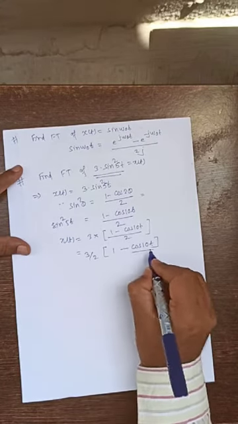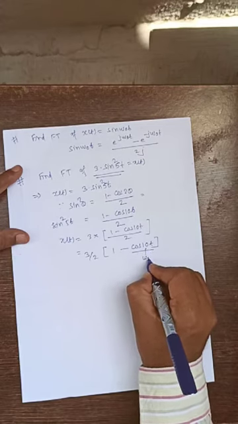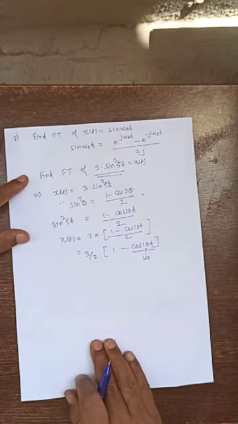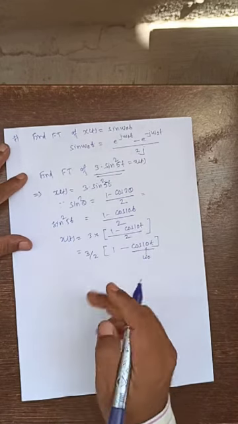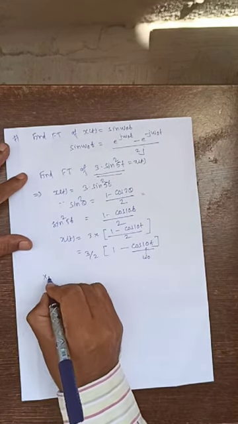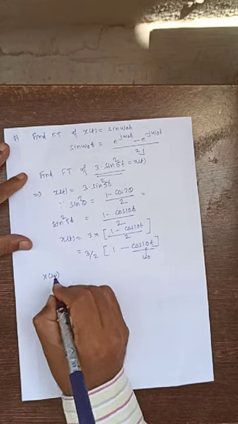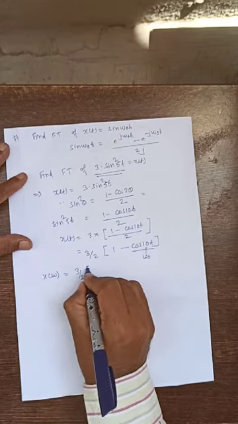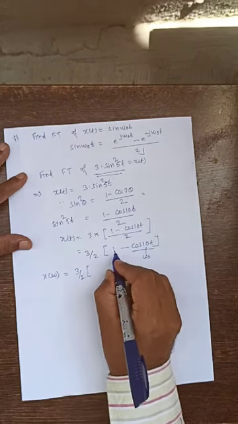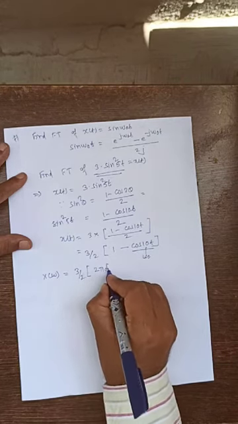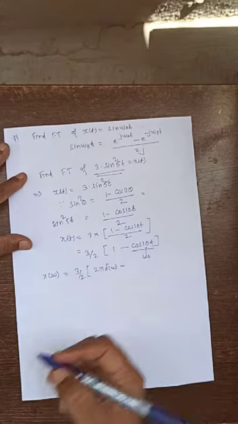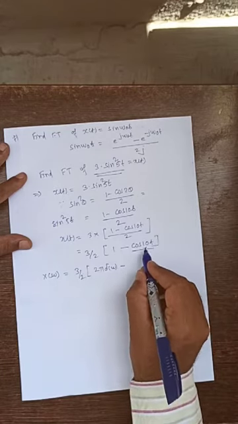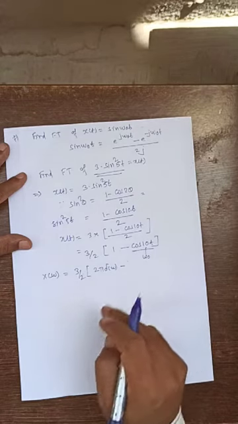Here cos 10t means cos omega naught t, so omega naught is equal to 10. We know the Fourier transform of cos omega naught t and we know the Fourier transform of 1, so put them directly using those properties. So X of omega is 3 by 2 outside as it is. The Fourier transform of 1 is 2 pi delta omega, minus, into bracket, the Fourier transform of cos 10t.